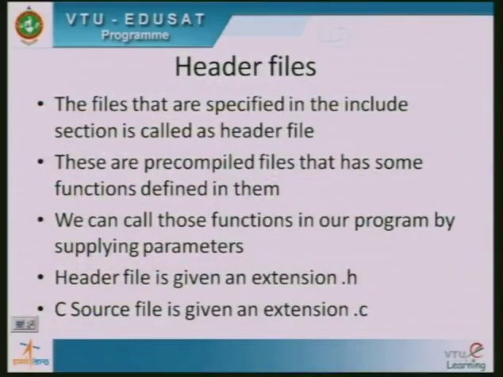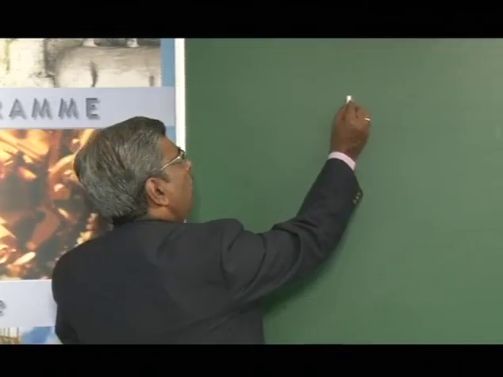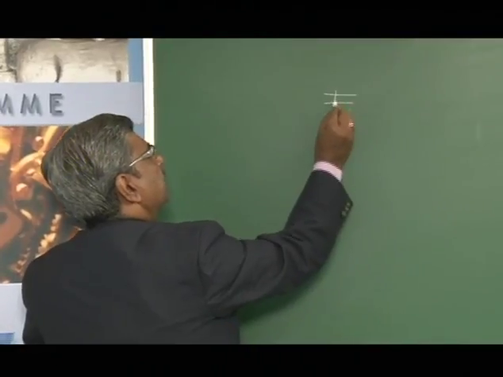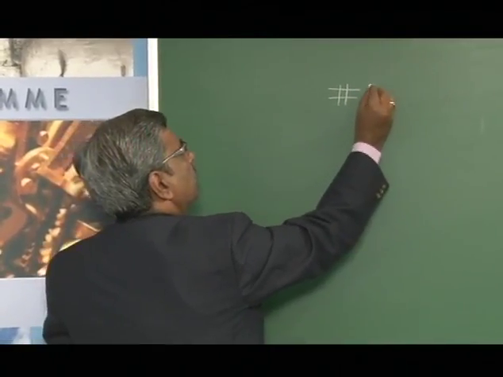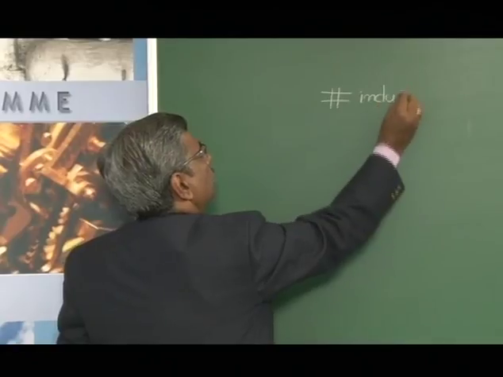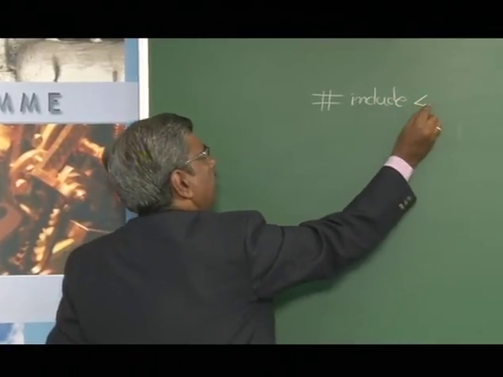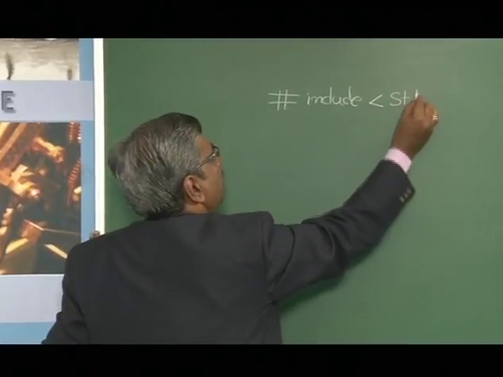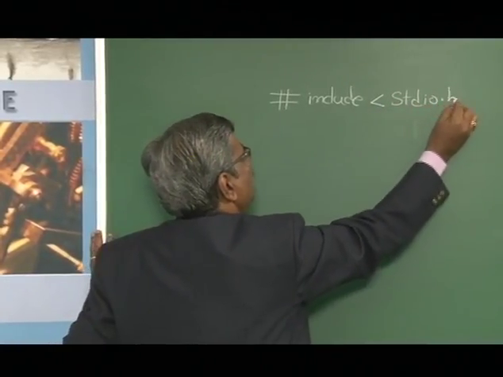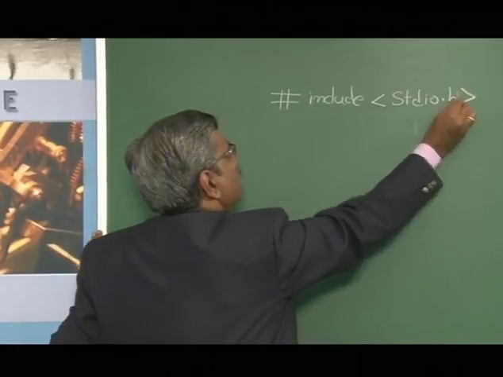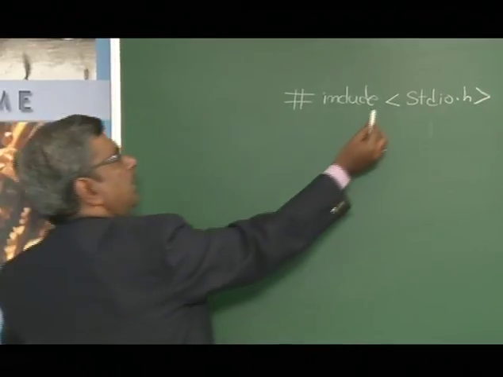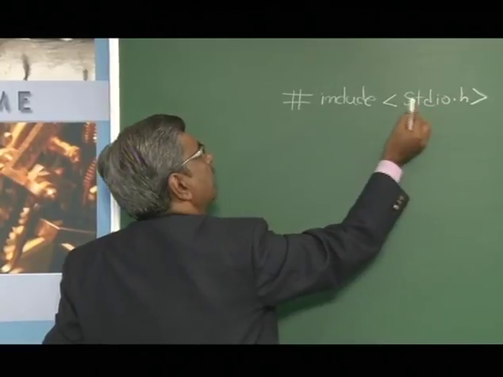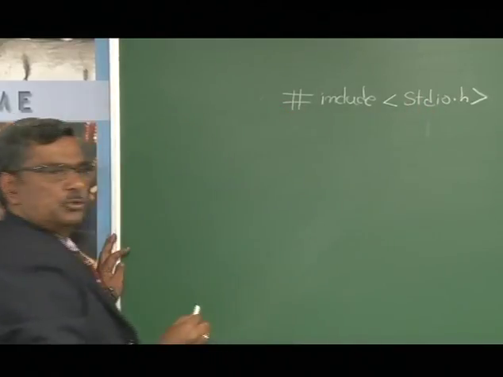So let us write one program, a starting program. All your programs start with the hash symbol with include, then the less than symbol, stdio.h, greater than symbol. These header files get included, and this is called a preprocessor directive statement.